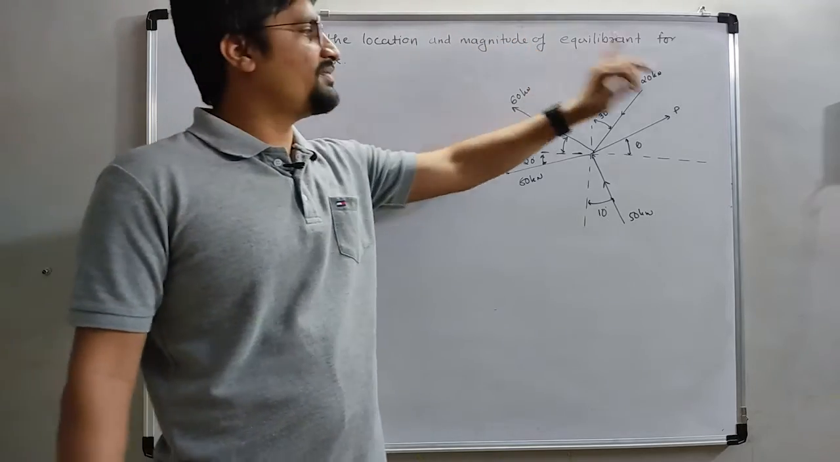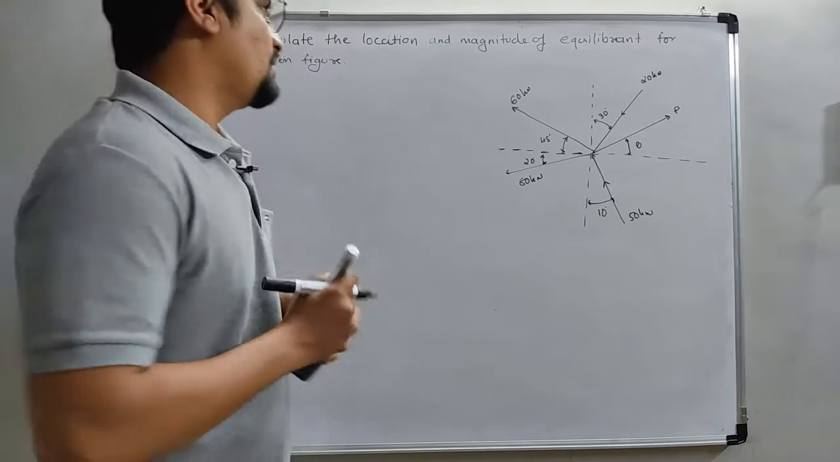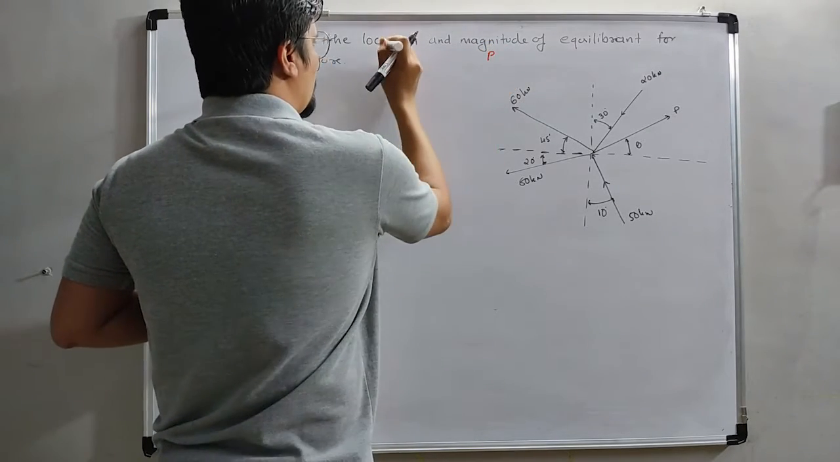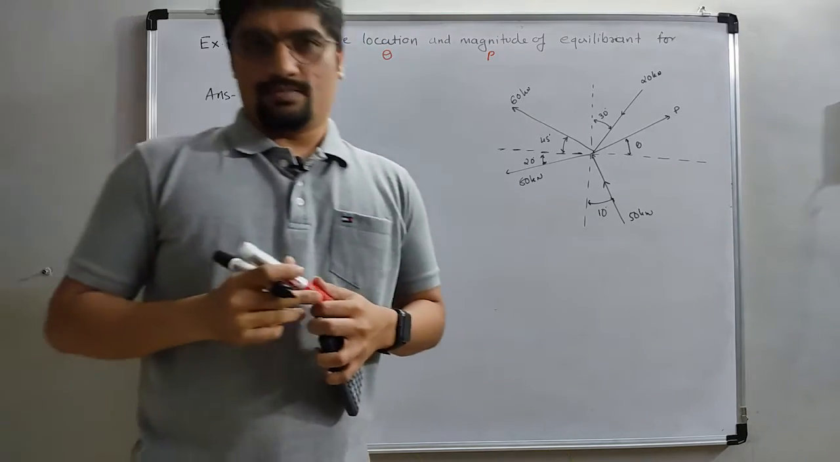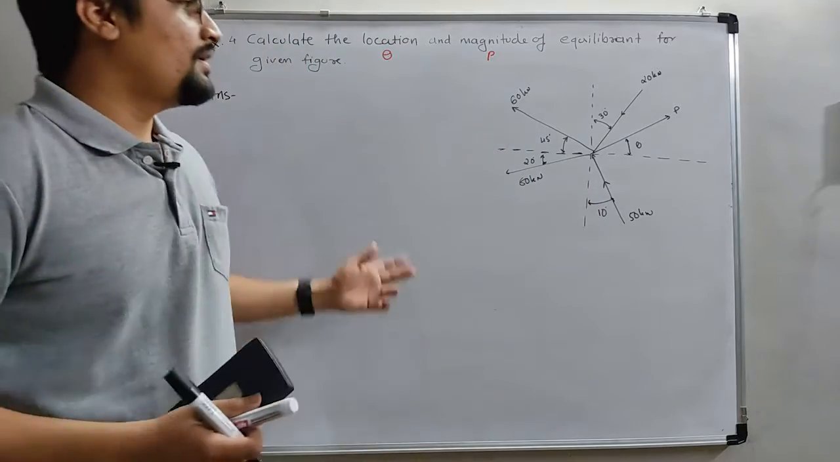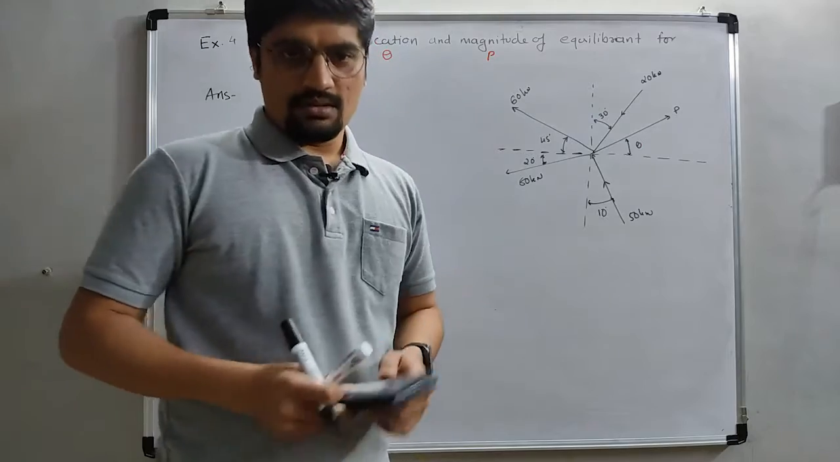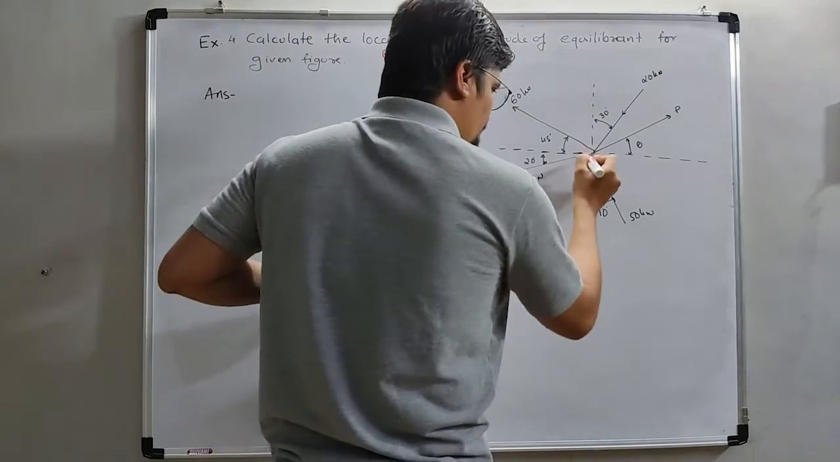What do we need to find? Magnitude means P, and location means theta. We need to find both. This is somehow different from the previous example, and P is tensile. This 20 is compression. So the updated figure will be like this.